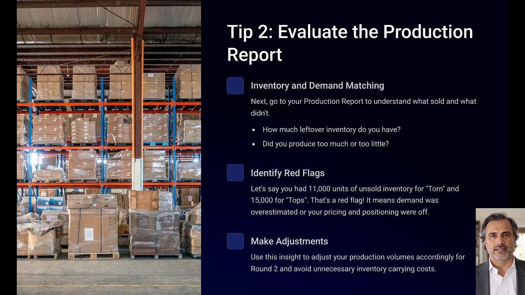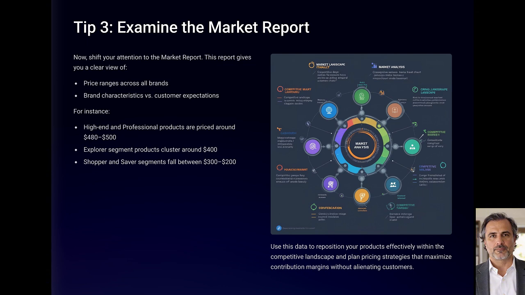Tip 3. Examine the market report, price positioning and competitor landscape now. Shift your attention to the market report. This report gives you a clear view of price ranges across all brands, brand characteristics versus customer expectations. For instance, high-end and professional products are priced around $480 to $500. Explorer segment products cluster around $400. Shopper and saver segments fall between $300 to $200.